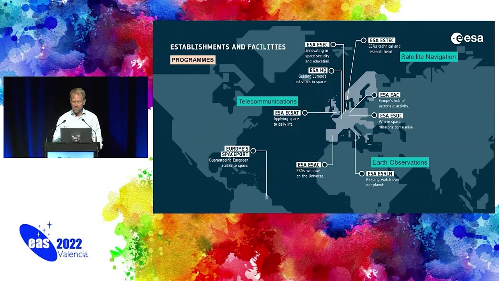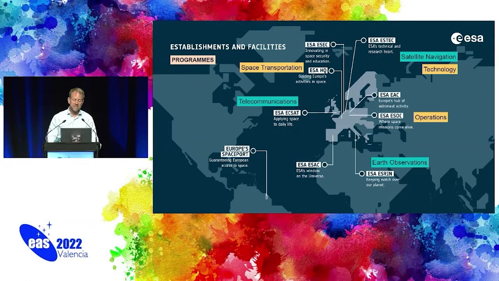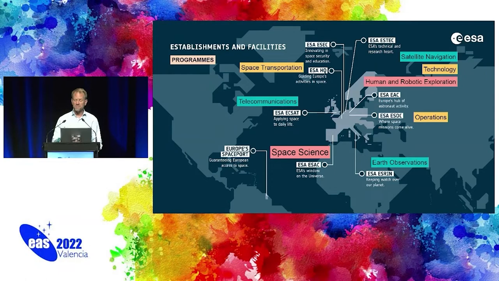Science is still part of it. The other big part of it is, of course, space transportation, developing launches for all of these satellites, technology in general, and operations, which is in Darmstadt. And then finally, human and robotic exploration. These are our colleagues who go everywhere where you can land, that is ISS, Moon and Mars. And then the space science. Space science is what I'm going to report on today, and that's where we're serving most of you as a population. And we have our headquarters in Madrid here in Spain.